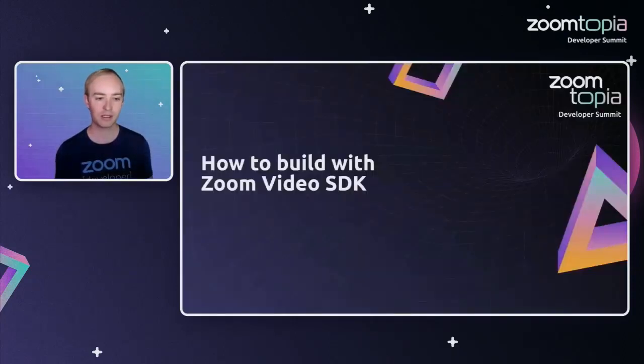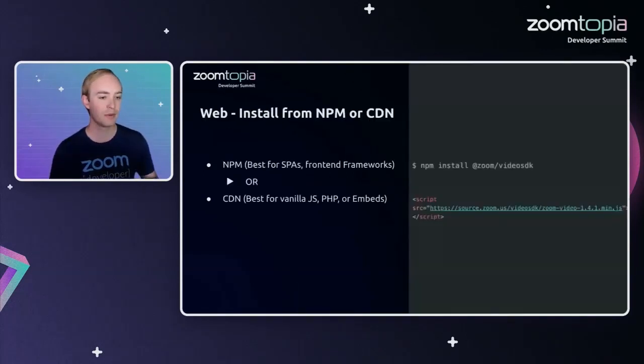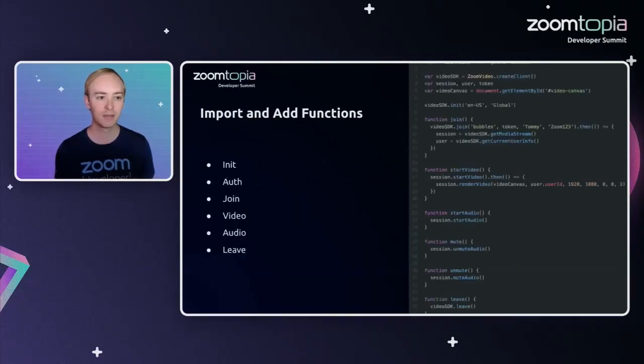So how do we build with the Zoom Video SDK? Well, we have platforms available to choose. So web, iOS, macOS, Android, Windows, and React Native. So let's choose web. With web, there's a few ways to install it. We can install it with NPM, which is best for front-end frameworks like Angular, React, Vue, or we can use the CDN, for vanilla JS sites, PHP, and other sites that want to use the CDN. And then we can get started coding this.